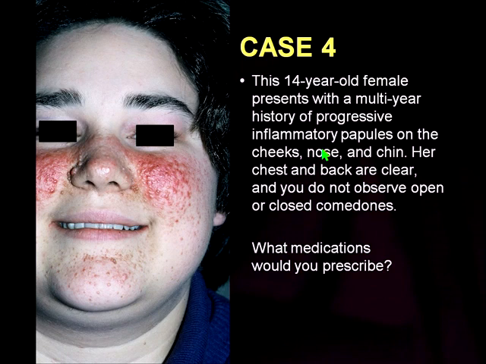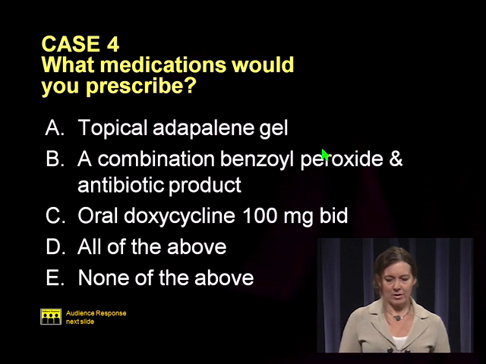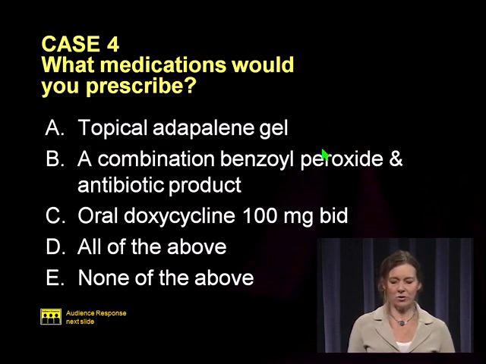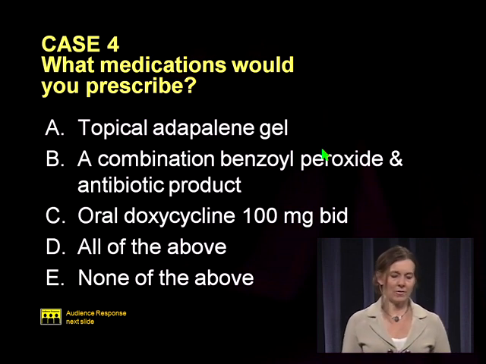Okay, so that's it on acne. This is case 4. This is a 14-year-old female who presents with a multi-year history of progressive inflammatory papules on the cheeks, nose, and chin. Her chest and her back are clear, and you do not observe any open or closed comedones. What medications would you prescribe? So would you use topical adapalene gel, a combination of benzoyl peroxide and an antibiotic product, oral doxycycline, all of the above, or none of the above?